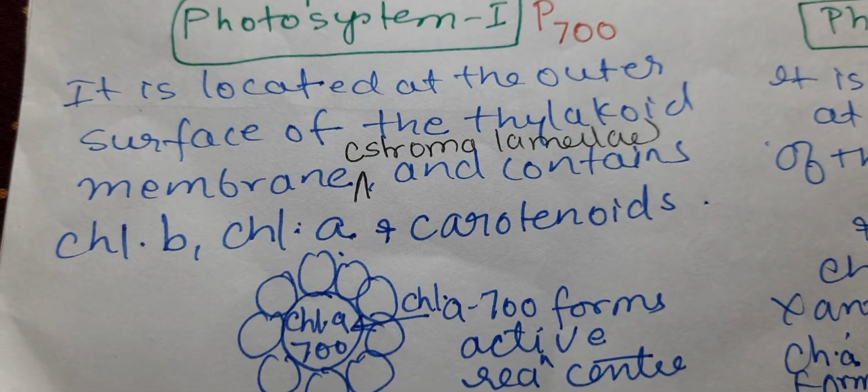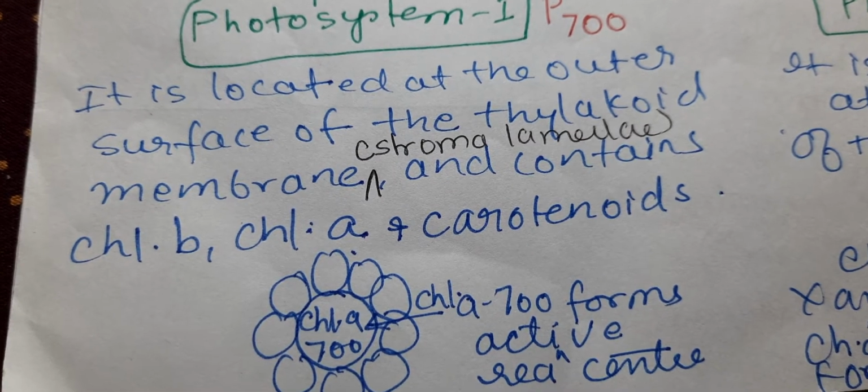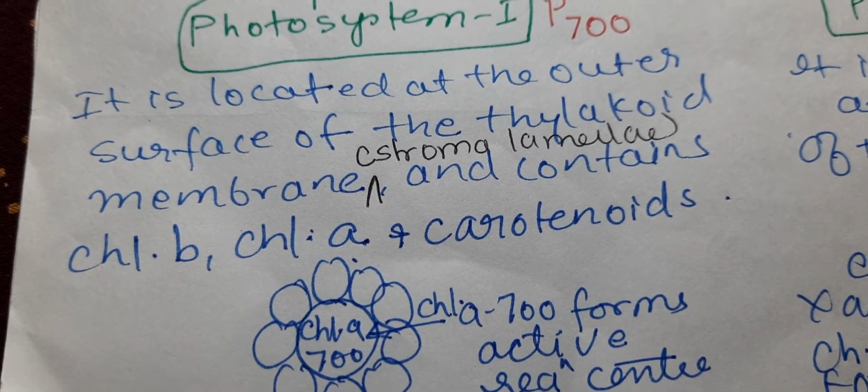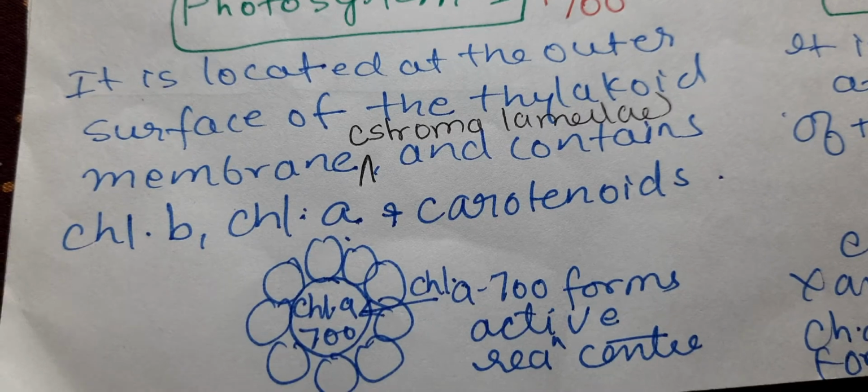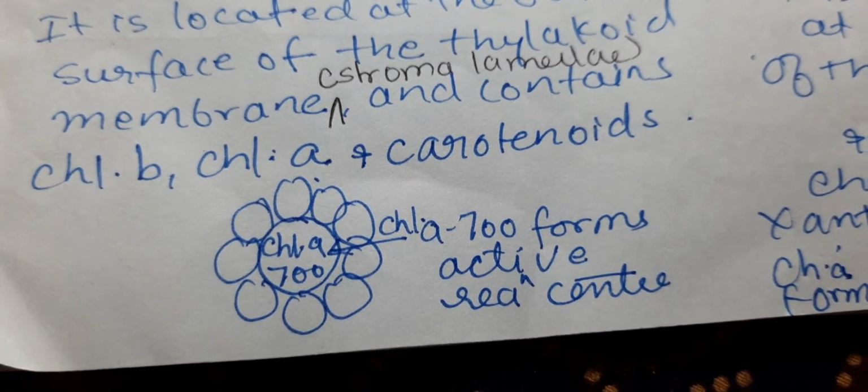Photosystem 1 is located at the outer surface of the thylakoid membrane, also the stroma lamella, and contains chlorophyll A, B, and carotenoids.